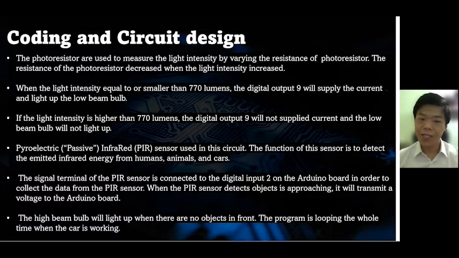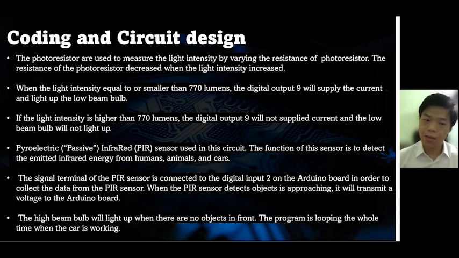Photoresistors are used in our auto light system to measure the light intensity by varying resistance. The working principle of the photoresistor is that its resistance will decrease when the light intensity increases. When the light intensity is equal to or smaller than 770 lumens, digital output 9 will supply current and light up the low beam bulb. If the light intensity is higher than 770 lumens, digital output 9 will not supply current and the low beam bulb will not light up.